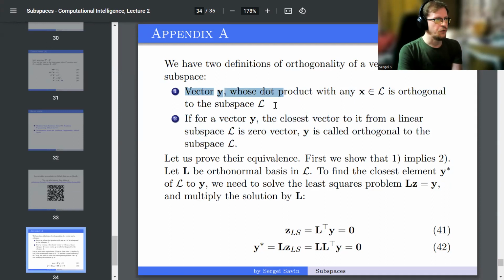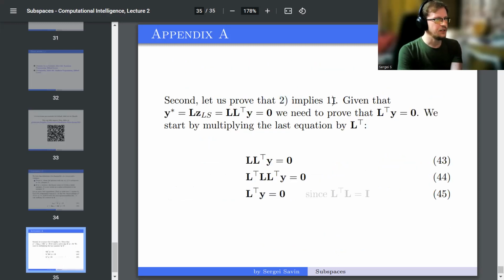We can prove that both of those are equivalent. You can read it on your own. This is again provided mostly for you to see the style of arguments. Like we want to show that 1 implies 2, and then that 2 implies 1. You can just follow it, and that is mostly for you to exercise. You don't have to, it's okay.